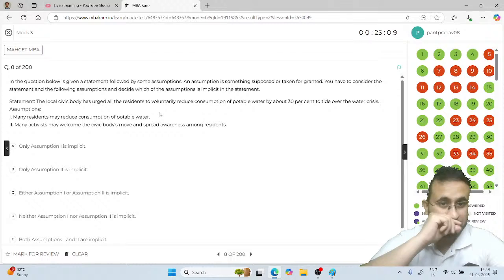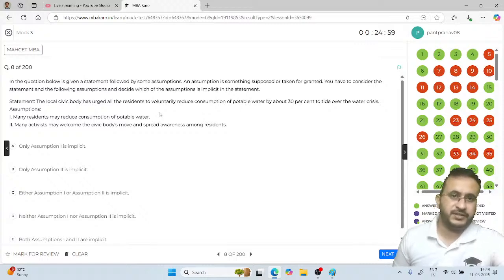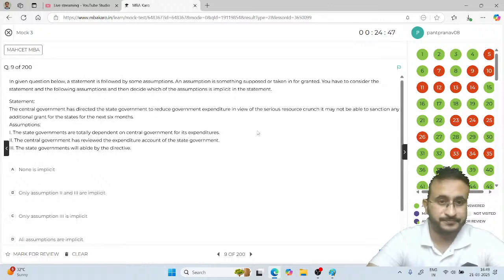Local civil body to voluntarily reduce consumption of potable water. Many residents may reduce. Yeah, so they may reduce, like if they see the consequences. So both look possible. Totally dependent, too strong to say.